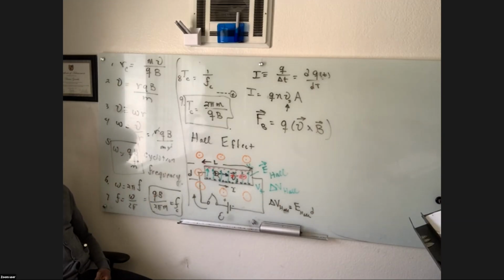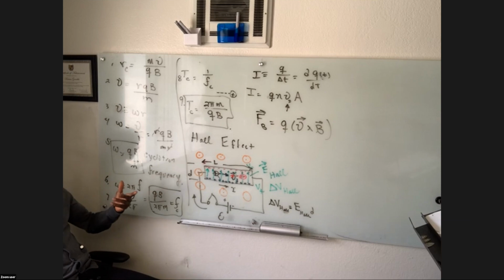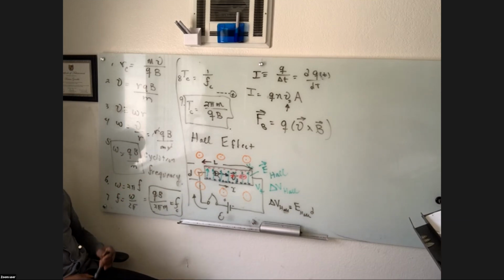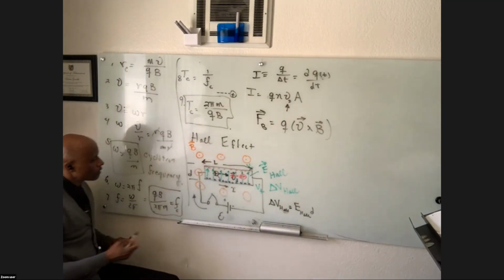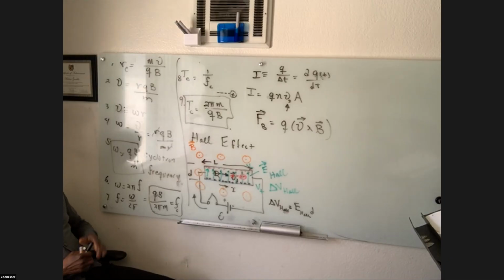But we can derive these things. We can talk about what they are in terms of current, in terms of external magnetic field B, and things. So let's do that. Let me set up something for you. So this is B. Hall voltage, yeah.